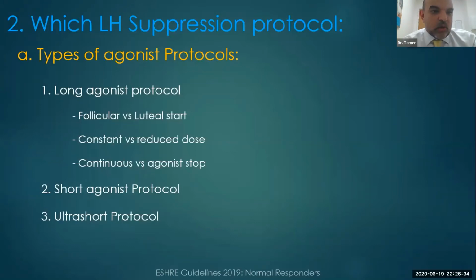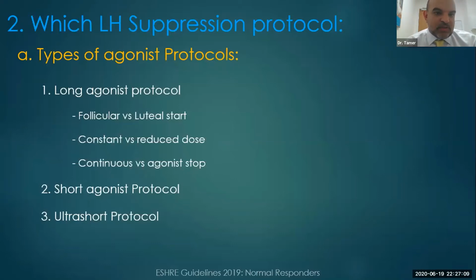So, of course, there is the long agonist protocol, which we all know, and that has different shades and grades as well. There is follicular start of the agonist or a luteal start. Some of my colleagues would prefer to start with a higher dose of agonist and then reduce the dose. Some would stop the agonist altogether once they start the stimulation. So all of these are different types of the long protocol. And of course, there is a short protocol where we start the agonist with the stimulation, and this is the ultra short or the microdose flare protocol where you start it and stop it. And we all know these.